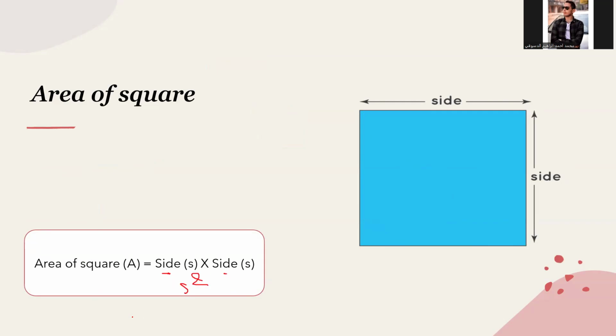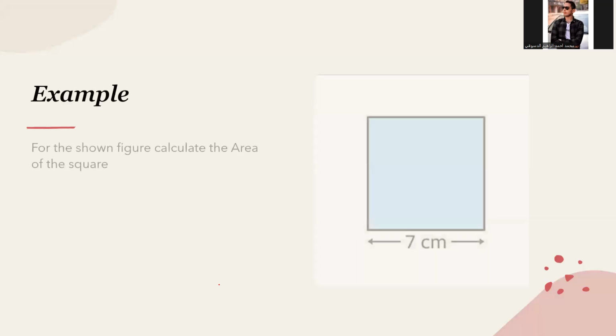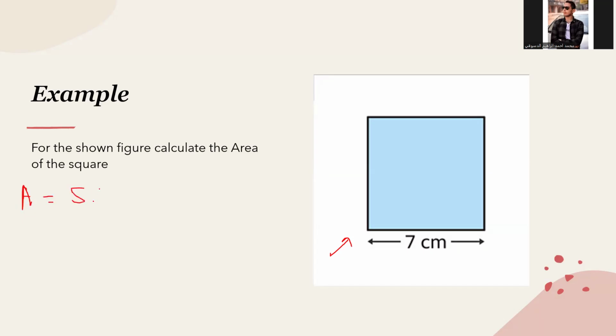And we can say that the square unit that we are using is meter square or centimeter square or feet square or inch square, whichever is mentioned in the problem. As an example, for the shown figure, calculate the area of the square. So we have this figure, and we understand the formula for the area. That means that the area of the square equals S times S.